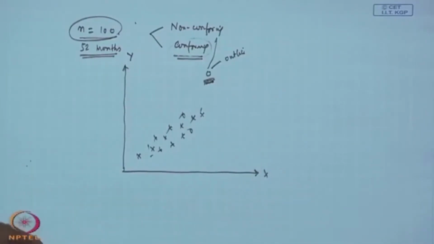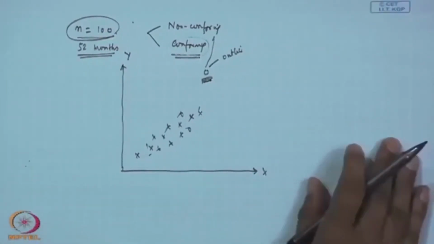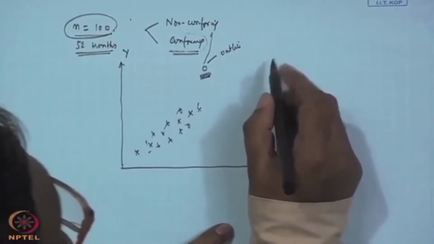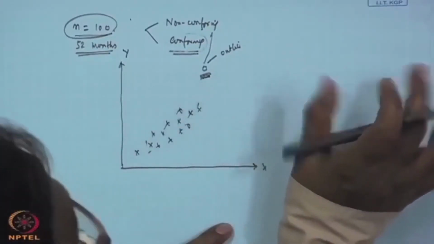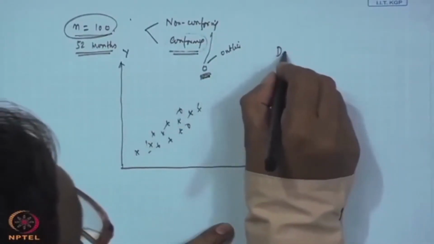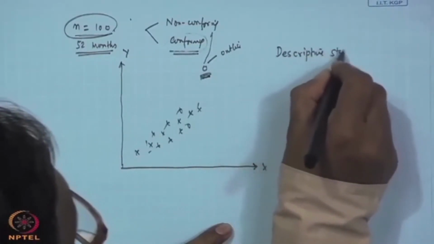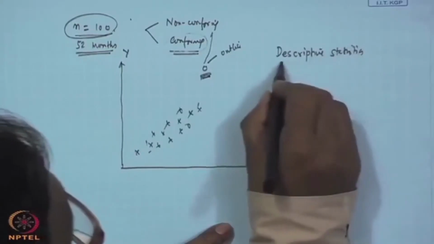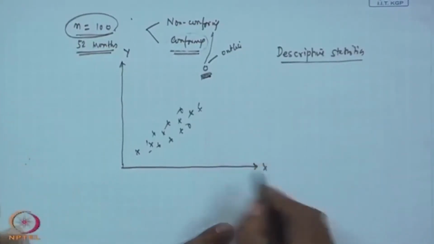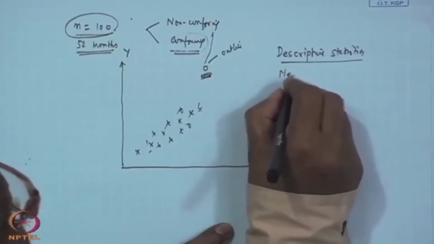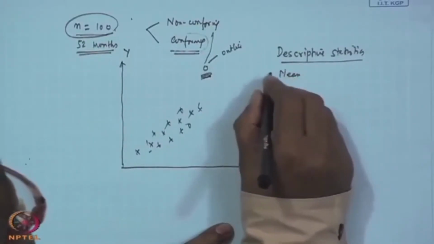So, this is our data. When you collect data, from the case study point of view, immediately you have to find the descriptive statistics. By descriptive statistics, when you have continuous data, we talk about mean and standard deviation.